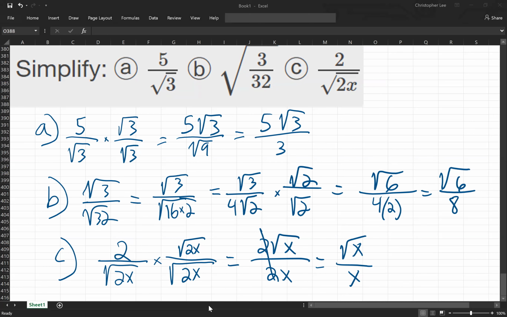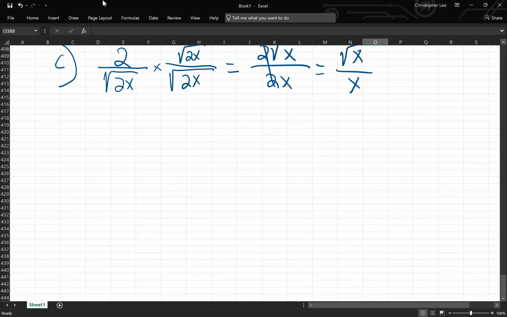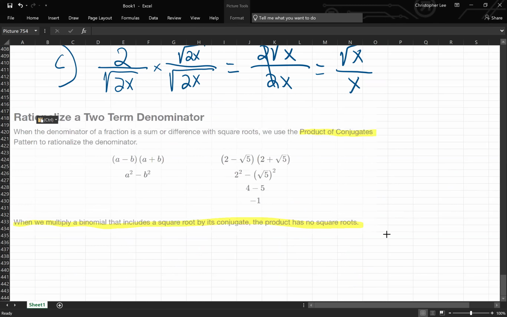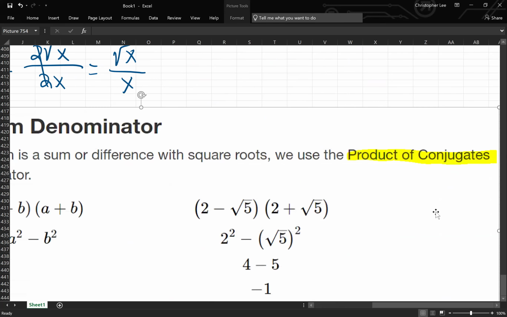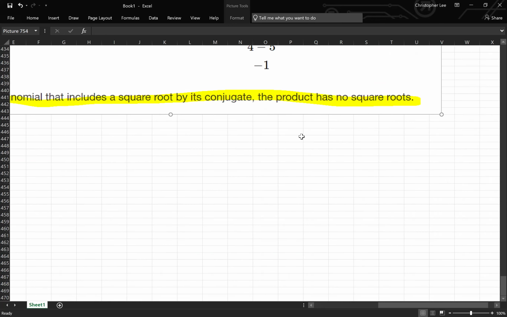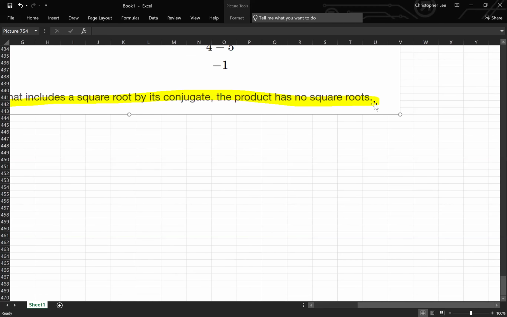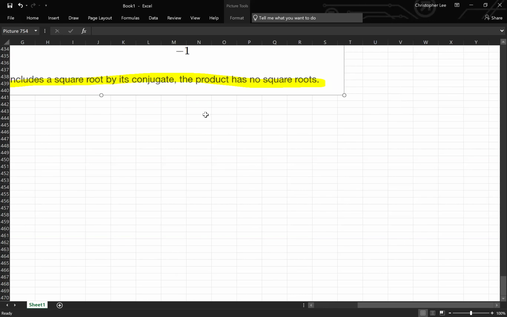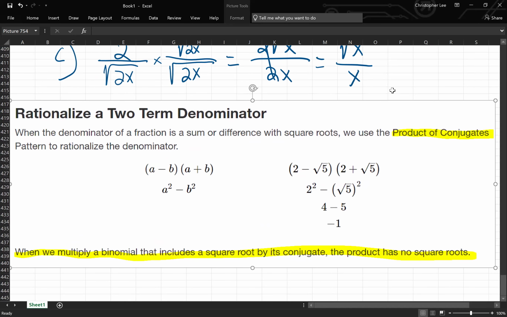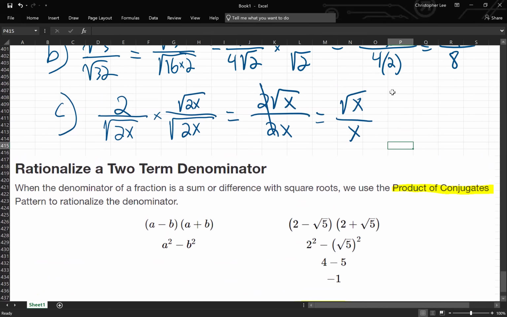All right. This is the real stuff right here we're about to get into. This is real right now. So what I want to do is I want to rationalize a two-term denominator. Okay. So we want to rationalize a two-term denominator.